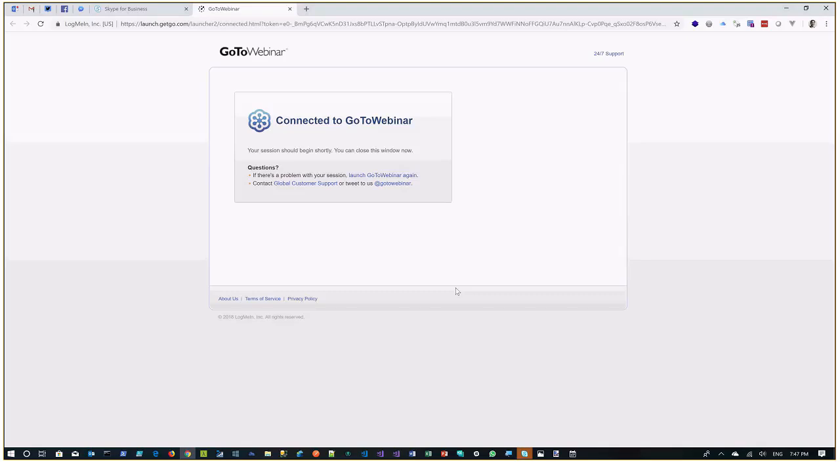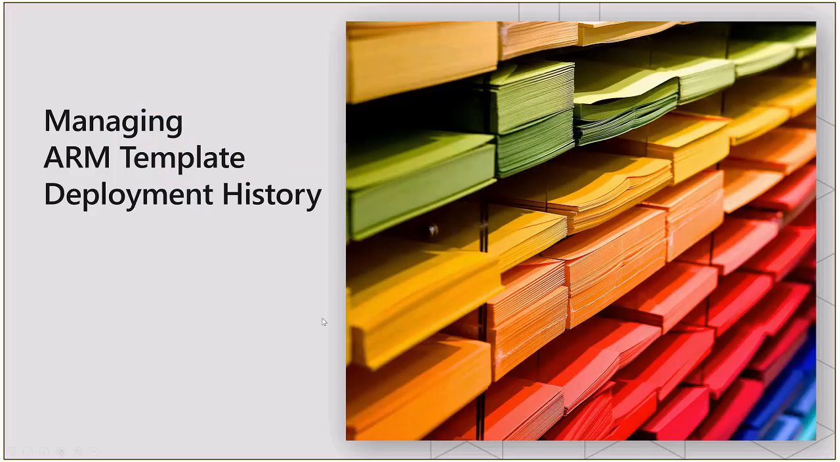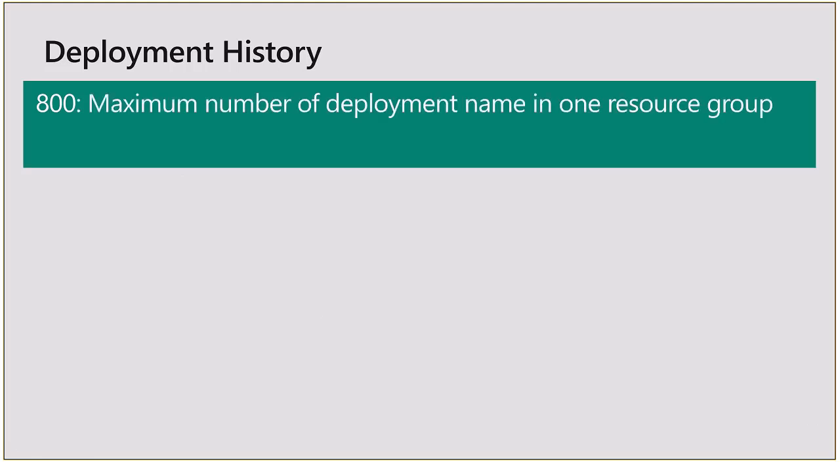Now, let's have a talk about the ARM template deployment history management. Probably you might have heard of this number, 800. This is the maximum number of deployments in one resource group. So in other words, we can only deploy ARM templates up to 800 times in one resource group.